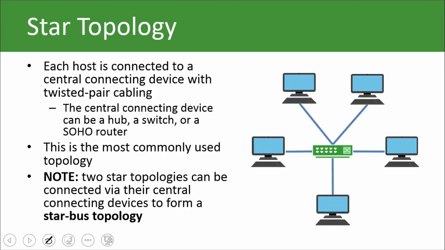Next, we also have a star topology. It's an advancement over the bus. Each host is connected to a central connecting device, like a hub or a switch or a home router, right? A SOHO router. It stands for small office, home office. And this is the most commonly used topology that you're going to find in an office setting, a school setting, or even at home. Note, though, that you can actually connect two of these star topologies to each other via central connecting devices. And this type of topology is called a star bus topology.